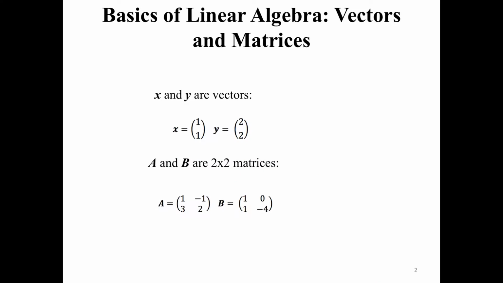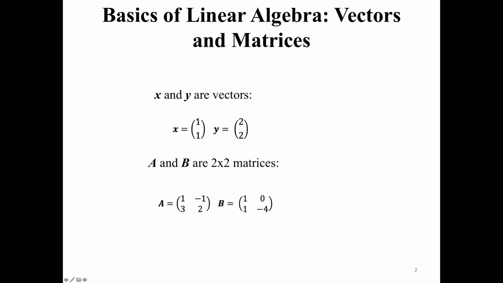Okay, so some basics of linear algebra. Instead of thinking about things in terms of numbers one at a time, we can think about more object-oriented things. So there are two basic configurations used in linear algebra. We have vectors and matrices.